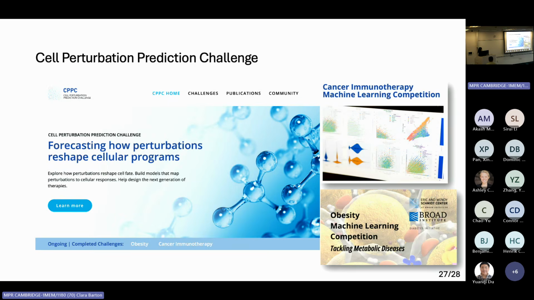We have hosted 2 different challenges already. One is the cancer immuno machine learning competition, which is essentially the experimental design I told you about. And there's the obesity machine learning competition, almost closing, that just happened a few months ago, where we're tackling metabolic disease. And I think there will be one new competition coming out later this year, so stay tuned.